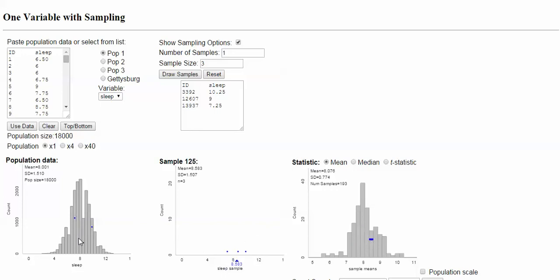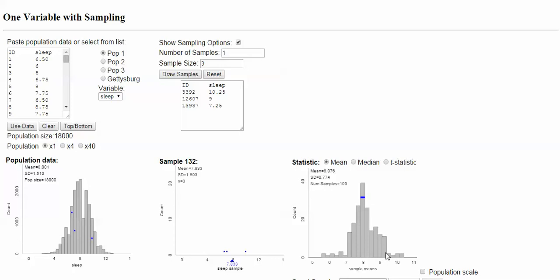That's the mean of these 3 people. And up here, that was the mean of these 3 people. So each sample had its own sample mean. And most of the sample means have been at least fairly on target.